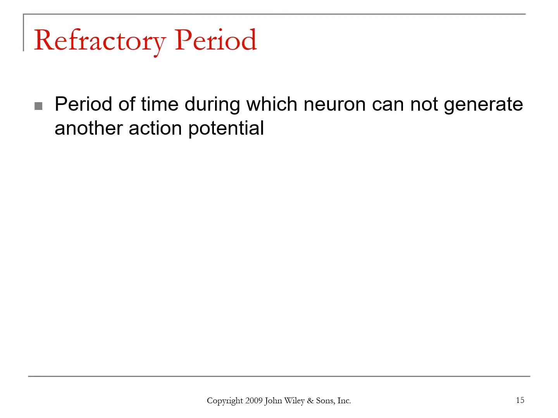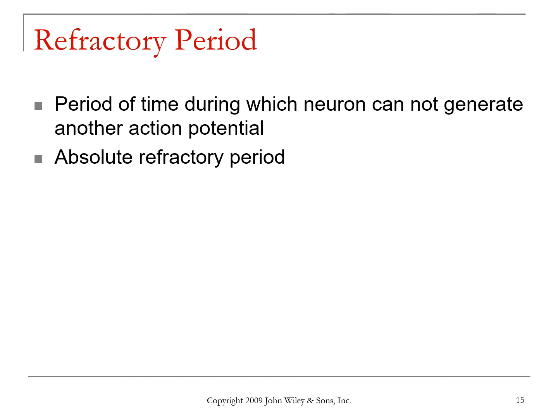Let's discuss this refractory period. You saw it a few slides ago when we had the graph of the events of an action potential. The refractory period is a period of time during which a neuron cannot generate or experience another action potential while it is currently experiencing an action potential. There are two types of refractory phases.